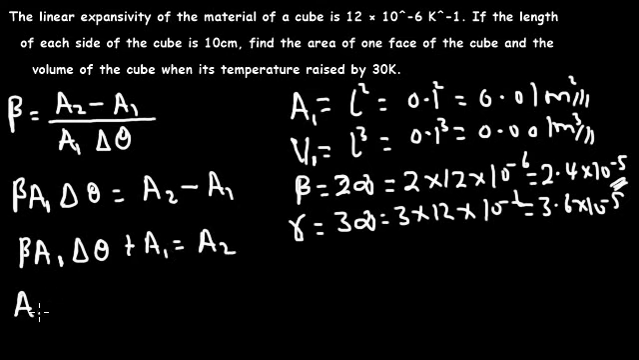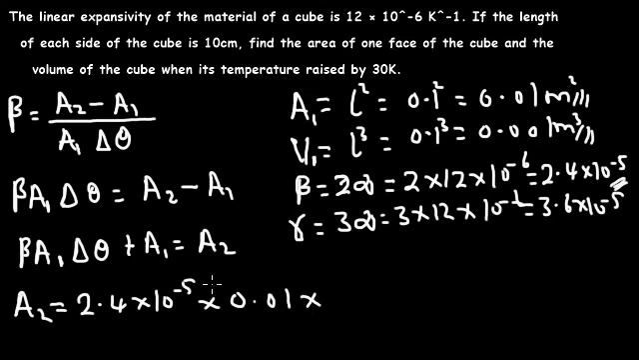So finally, A2 that we're looking for will simply be equal to, now let's plug in those values. Beta is 2.4 times 10 to the power of negative 5, then multiply by A1. A1, we got that to be 0.01, multiply by 0.01, then multiply by the change in temperature, which is 30. Okay, we are not multiplying again, we are just adding, then plus A1, that's plus 0.01.